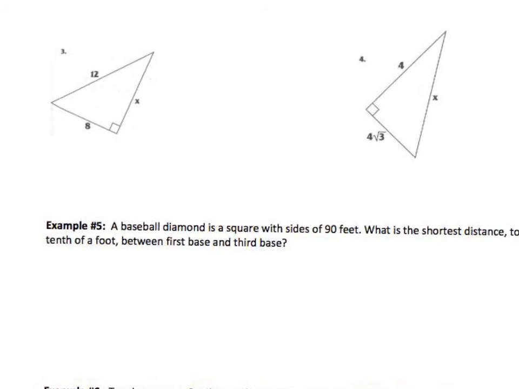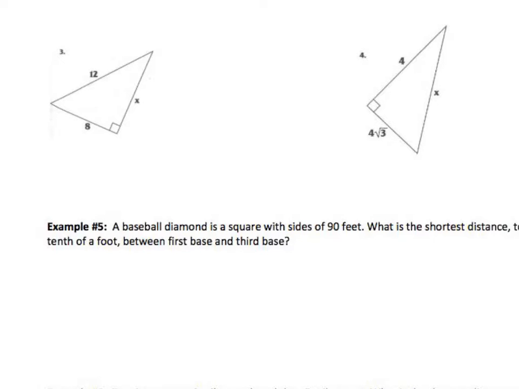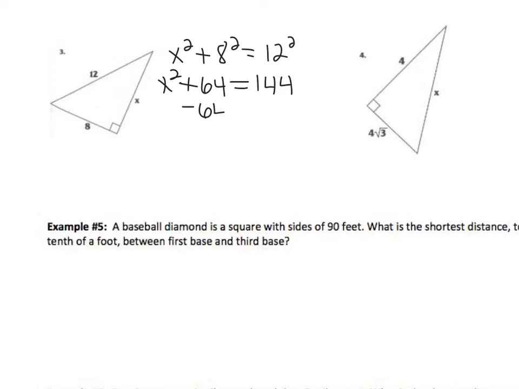We have two more examples. So in example 3, again, we have the legs of lengths x and 8 and our hypotenuse 12. So x squared plus 8 squared is going to equal 12 squared. So we get x squared plus 64 equals 144. We're going to subtract 64 from both sides, and we get x squared equals 80.